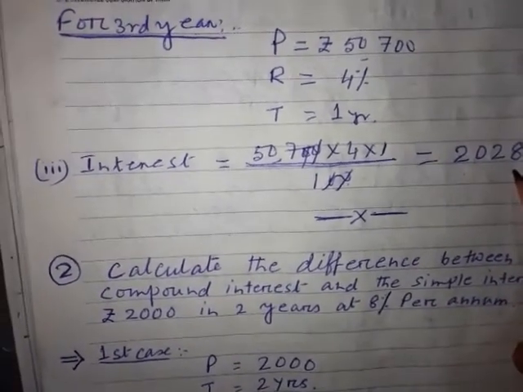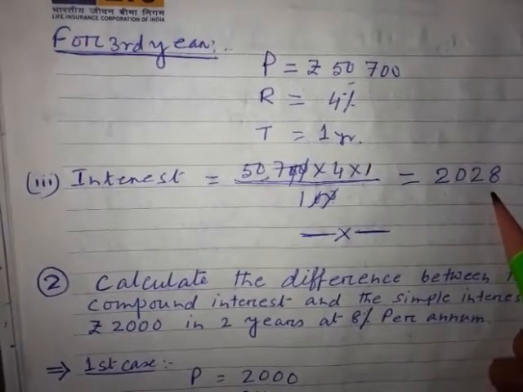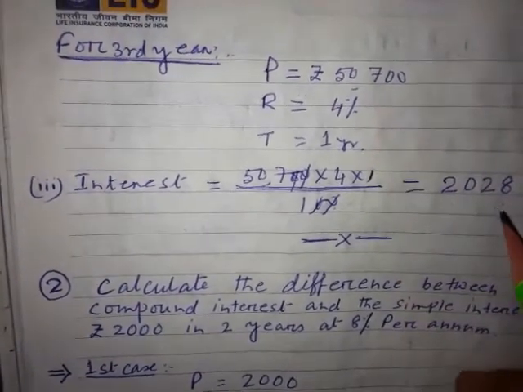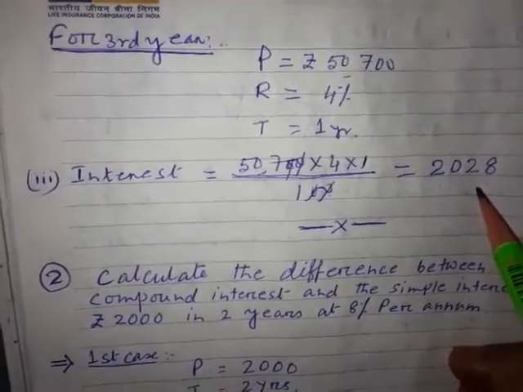If the question asks you the amount at the end of 3 years, how to calculate? Principal of the third year plus the interest of the third year. Okay, I hope it is clear to you.